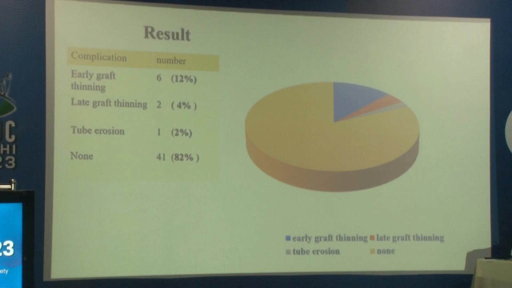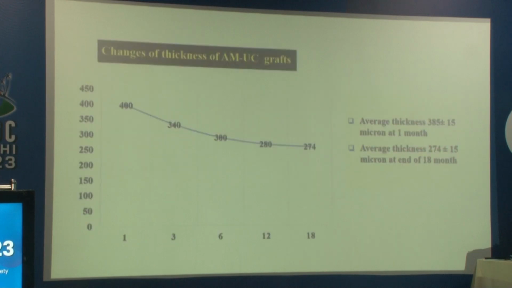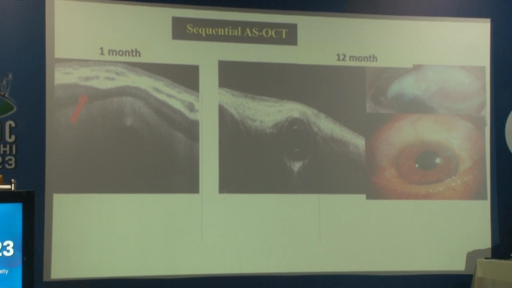So now come to the result. Out of 50 patients, 6 patients developed early graft thinning, 2 patients developed late graft thinning, 1 patient developed tube erosion, and none of the patients developed any complication, that is 41. So this is the change of the thickness of the AMUC graft. The average thickness was 385 plus or minus 15 at 1 month, and at 18 months it was 274 plus or minus 15 micron. So this is a sequential AS-OCT.